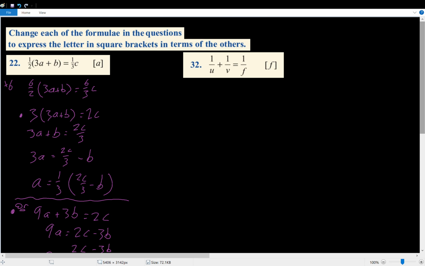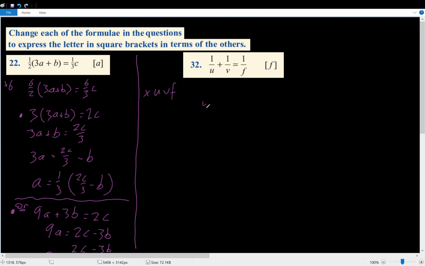Alright, let's take a look at question 32. In 32 we've got 1 over u plus 1 over v is equal to 1 over f, and we want to get f on its own. Now what would be far easier to do at this point would be to clear away all the fractions. And to do that we're going to need to multiply each of these terms by a common multiple of u, v and f. So we're going to multiply every single term here by u, v, f, just those three terms multiplied together.